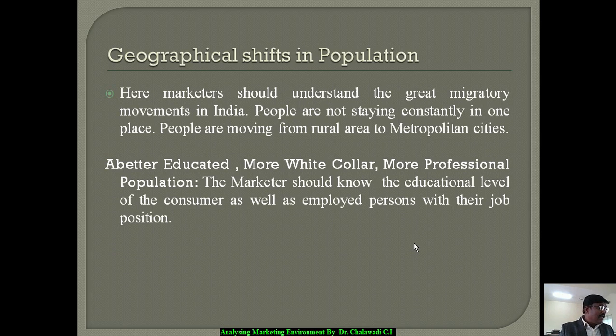And a very important thing is geographical shifts in the population. Say, for example, marketers should understand the great migratory movements in India.